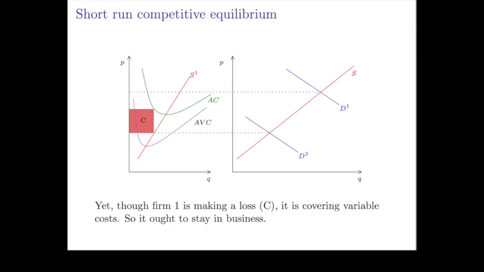So even though it covers its variable cost, the firm makes a loss. But because it's covering its variable cost, it should stay in business. So that's what happens in the short run. Even though a firm makes a loss, because it's covering its variable cost, it should stay in business. So a firm may or may not make a positive profit in the short run.